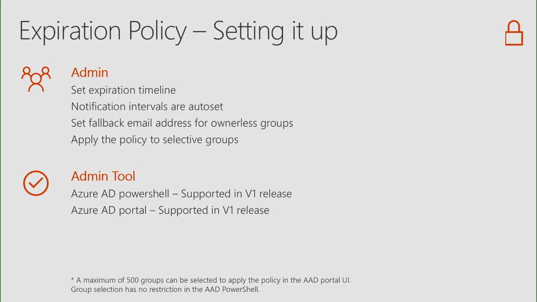And the fallback email address is especially important if you have an orphaned group, so a group without an owner where nobody filed in as a new owner. You have to set up that fallback email address, which is normally an email address from one of the administrators. And you see, this is supported even in the V1 release, so you can do that as well.